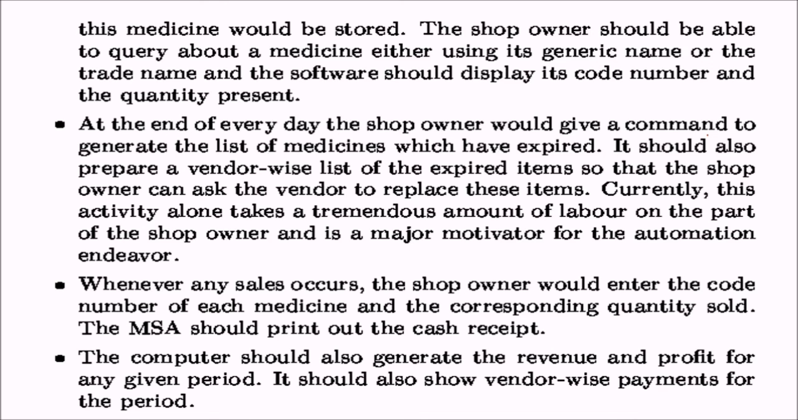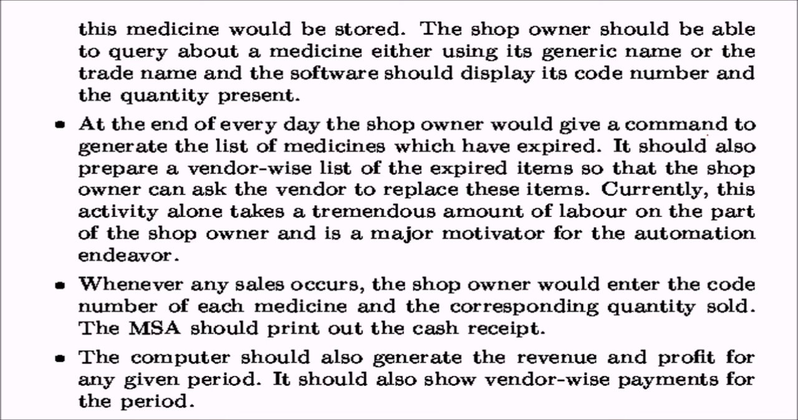At the end of every day, the shop owner would give a command to generate the list of medicine which have been expired. It should also prepare a vendor-wise list of the expired items so that the shop owner can ask the vendor to replace these items. Currently, this activity alone takes a tremendous amount of labor on the part of the shop owner and is the major motivator for the automation endeavor.